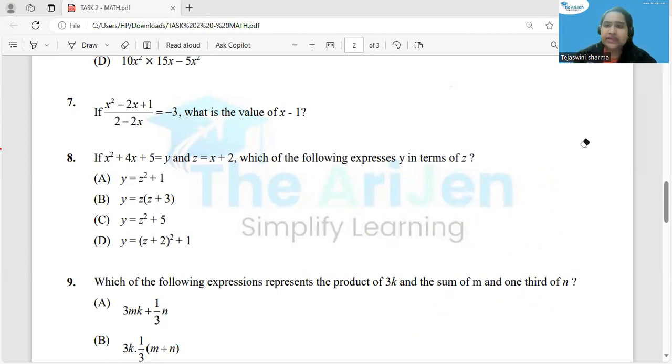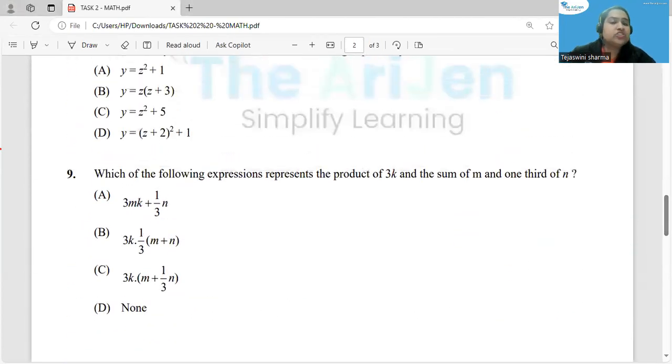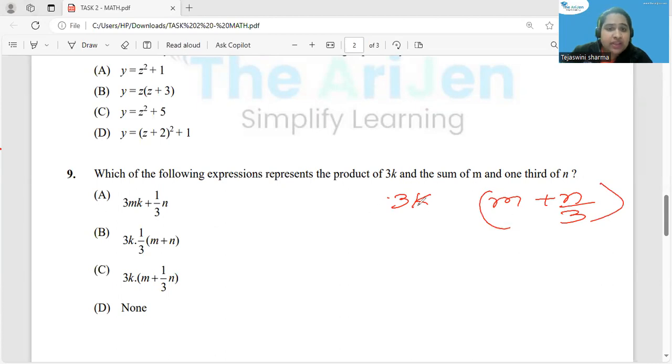Question 9 is simply an algebraic expression, which we need to convert from a verbal statement to a mathematical statement. So you can check which of the following expressions represents the product of 3k and the sum of m and 1/3 of n. The product of 3k, 3k is here, and the sum of m and 1/3 of n. So 1/3 of n I can write as n by 3, and their product. So 3k and m plus n by 3 and their product.